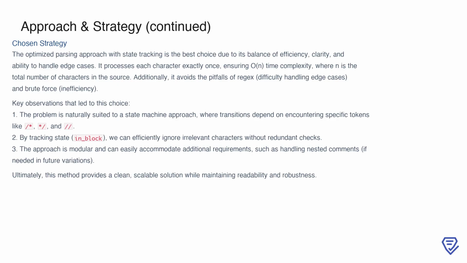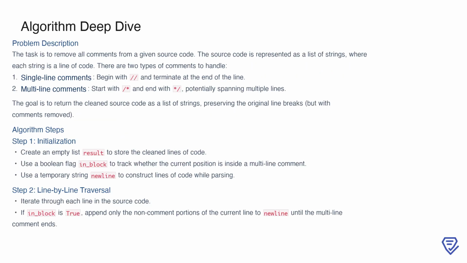In this problem, our goal is to remove all comments from a given source code, which is represented as a list of strings. Comments in the code can be of two types: single-line comments that start with // and extend to the end of the line, or multi-line comments that begin with /* and end with */, possibly spanning multiple lines. To solve this, we need to return the clean source code as a list of strings while preserving the original line breaks, just without the comments.